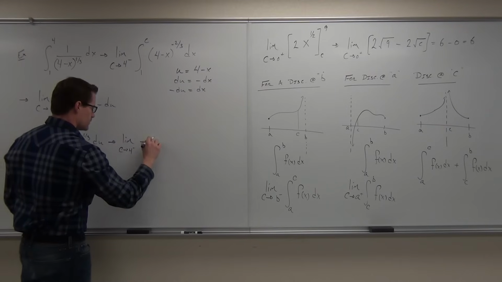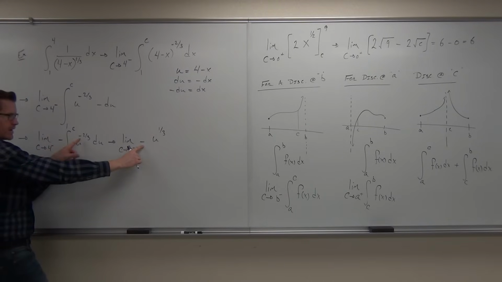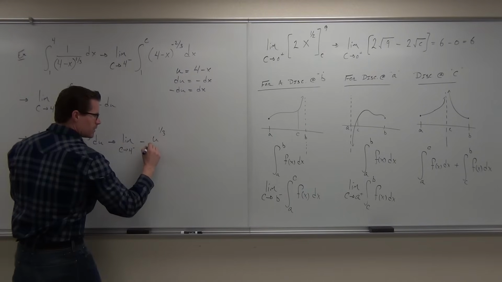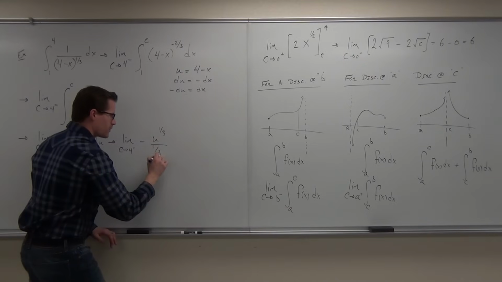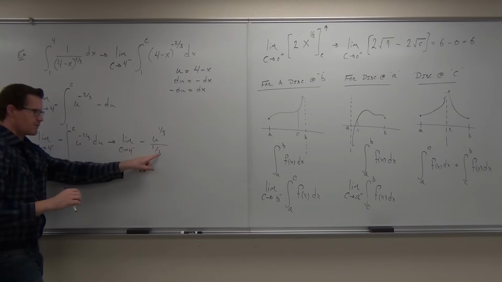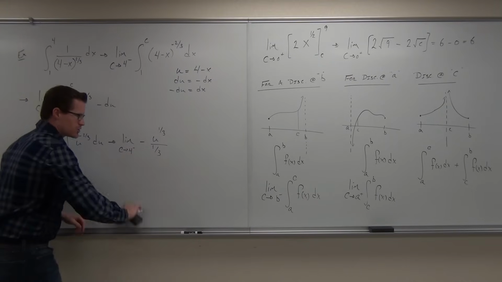3u to the 1/3. Okay, so we have our negative. We add 1, we get 1/3, divided by what? 1/3. So this would be u to the 1/3 divided by 1/3. No more integral. We've already done the integral. What's the 1/3 change to? 3.